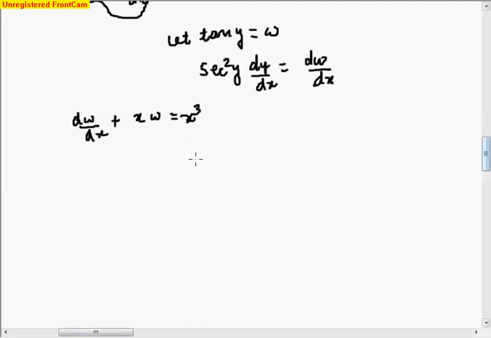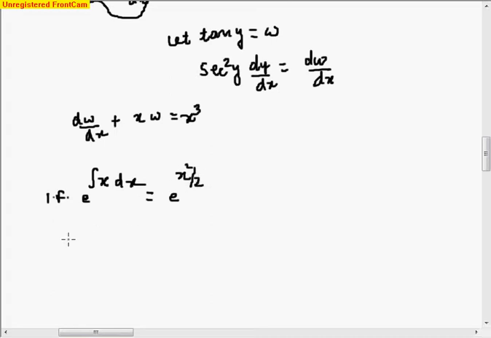So now you can solve this. This is linear, this is not Bernoulli's. I'll write down another example for Bernoulli equation. So what is the integrating factor? Integrating factor is e raised to power the integral of p, which is x dx. So that is e raised to power x square by 2.